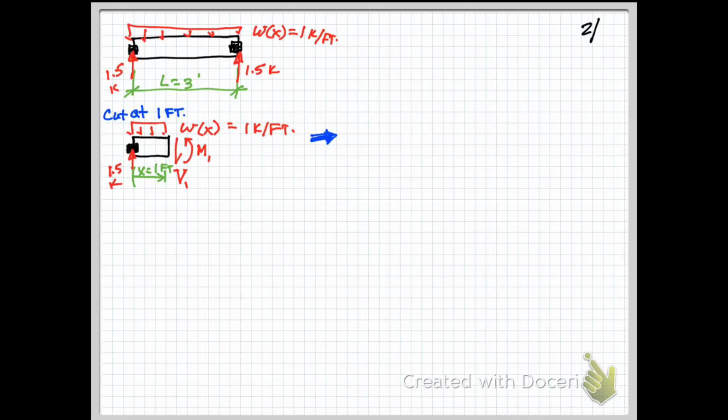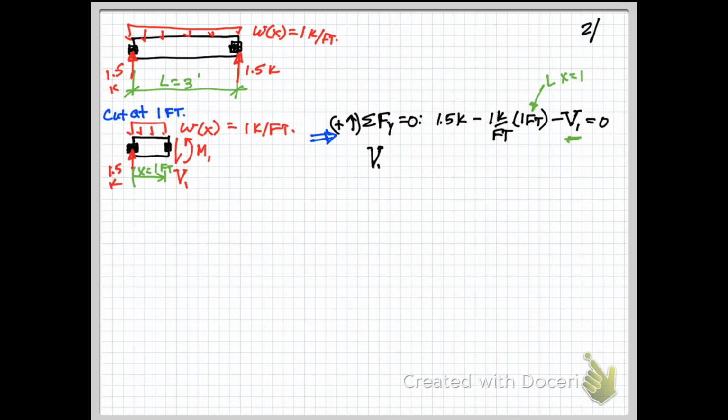Now let's determine the shear and moment. We'll start with summing forces in the y direction. This is relatively easy. We have our 1.5 kips, and we have our W sub x multiplied by the length of that little member. That's our length, where x equals 1. And V is our one unknown. So our V sub 1, which is essentially shear as a function of x, canceling everything out, we get 0.5 kips. It's a positive value, indicating we have it in the right direction.